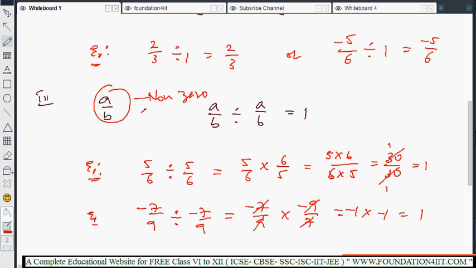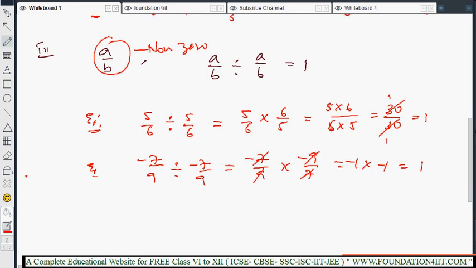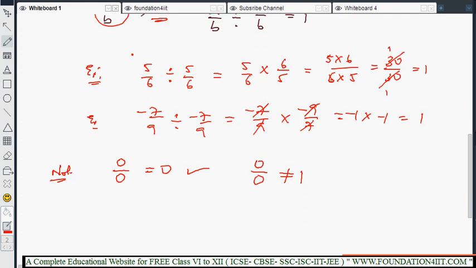Because 0 by 0 is not 1, right? That's an important note. 0 by 0 is again 0 only, so this is not equal to 1. So we use non-zero a by b. So these are the properties of division we can apply.